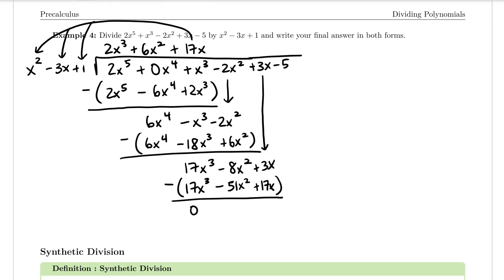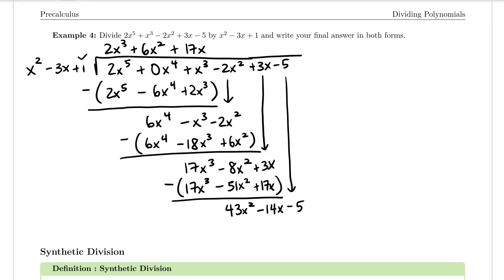This is going to give me 0. Negative 8x squared minus negative 51x squared. That's going to give us positive 43x squared. And then 3x minus 17x should be negative 14x. And then I'm going to go ahead and bring down this minus 5. Again, I can just drop the leading 0 there because it does not make a difference. Now, the thing we have remaining is a quadratic, and our divisor is also a quadratic, so it's still not a degree that's less than the divisor, so we would still keep going.